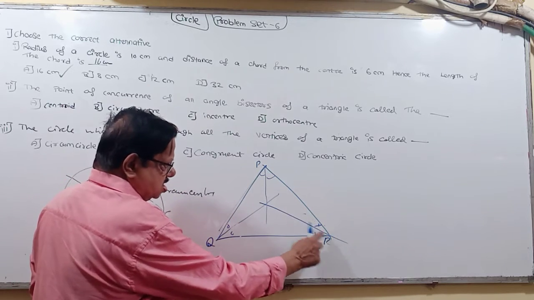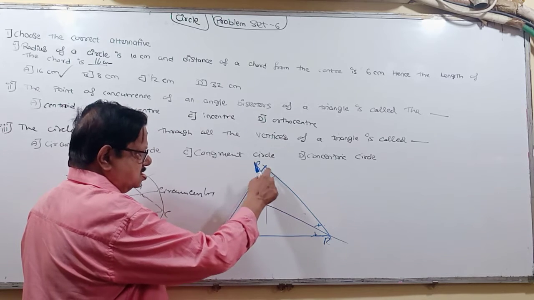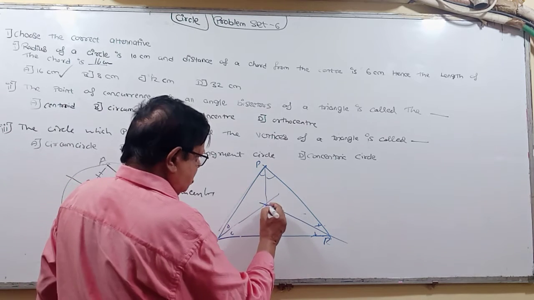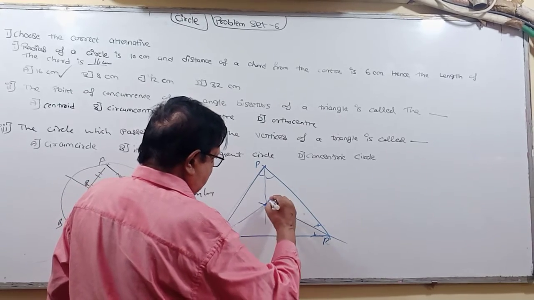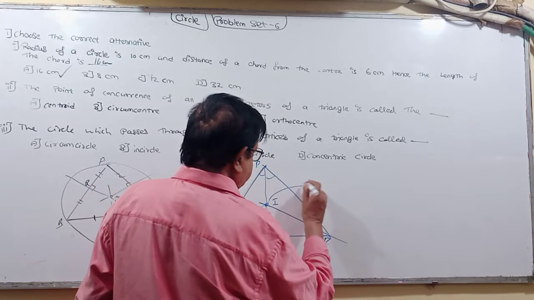This is equal to this. This is the angle bisector. This is equal to this. This is the angle bisector. They all meet at a point. Let's call it I. I is called the incenter.